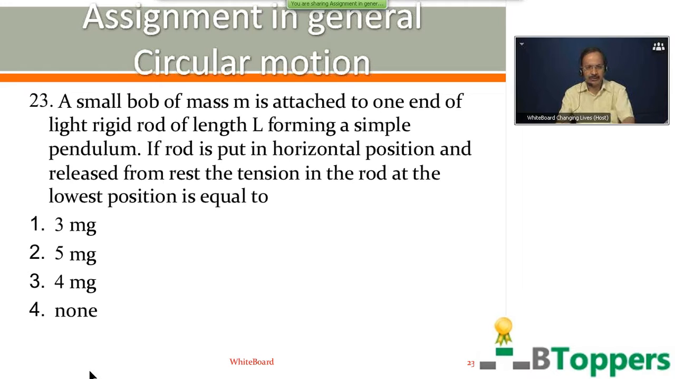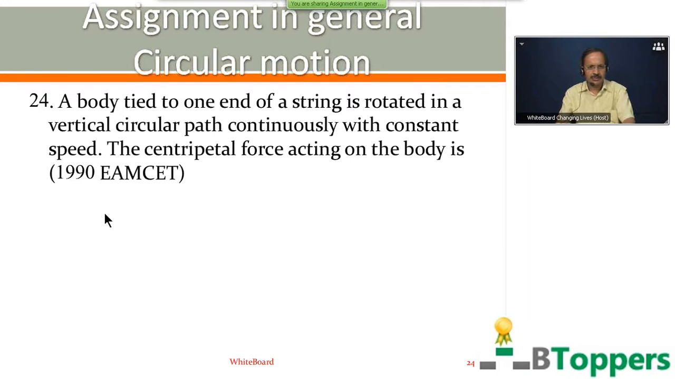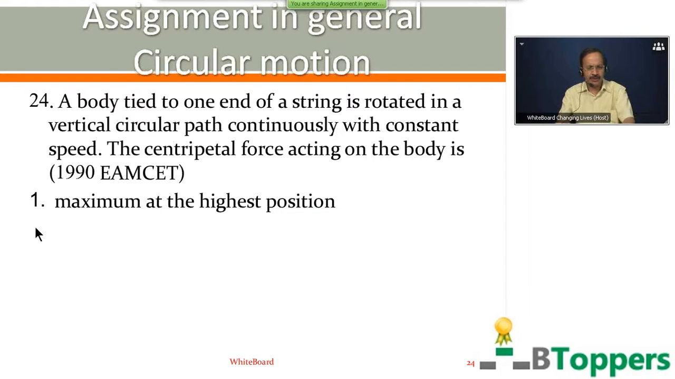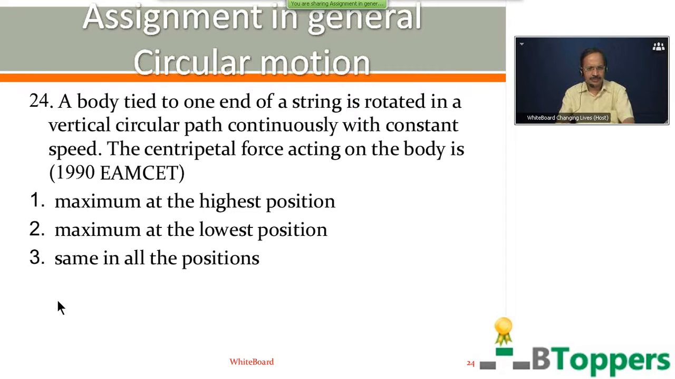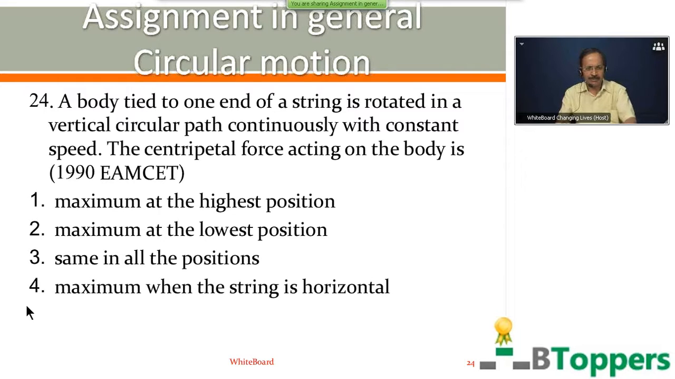So I am going to show you the next question on screen. See the question number 24. A body tied to one end of a string is rotated in a vertical circular path continuously with constant speed. The centripetal force acting on the body is, I am going to read out the 4 options. First option, maximum at the highest position. Second option, maximum at the lowest position. Third option, same in all the positions. Fourth option, maximum when the string is horizontal.